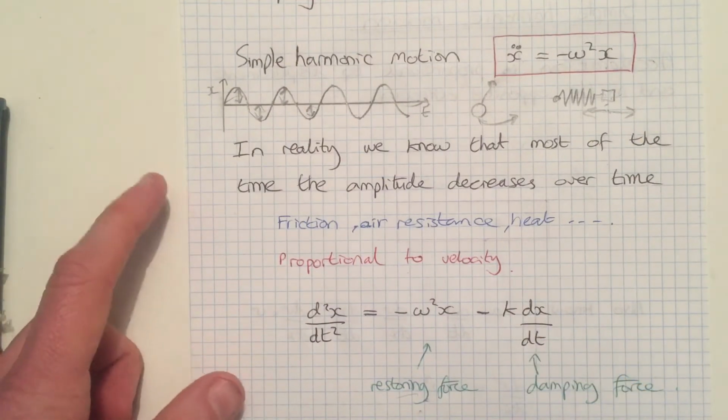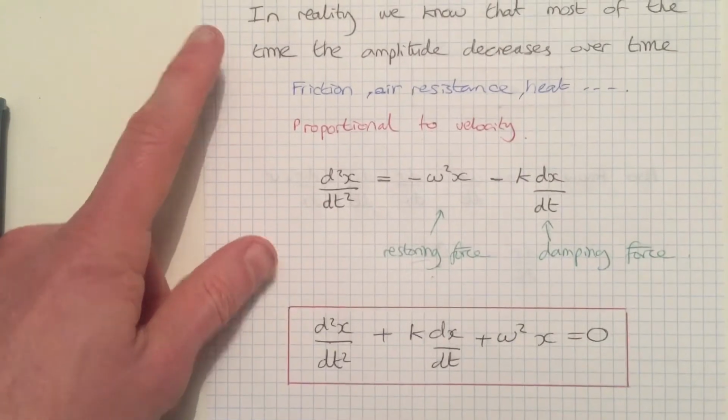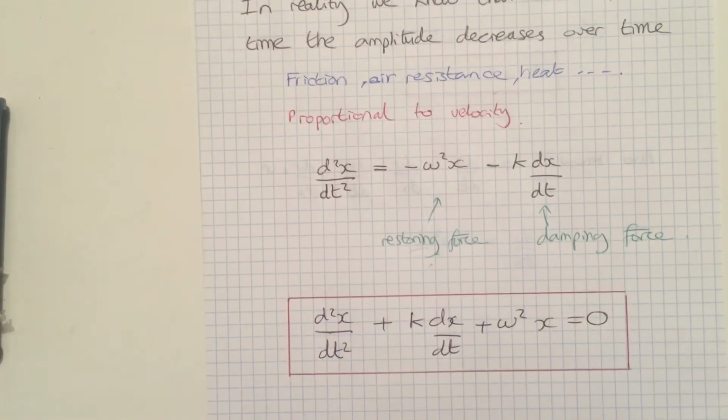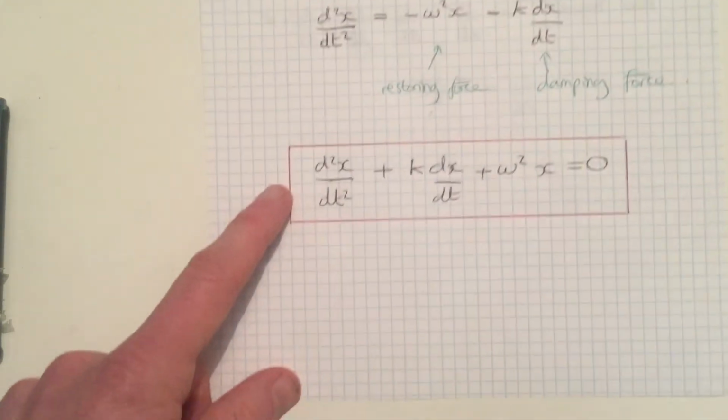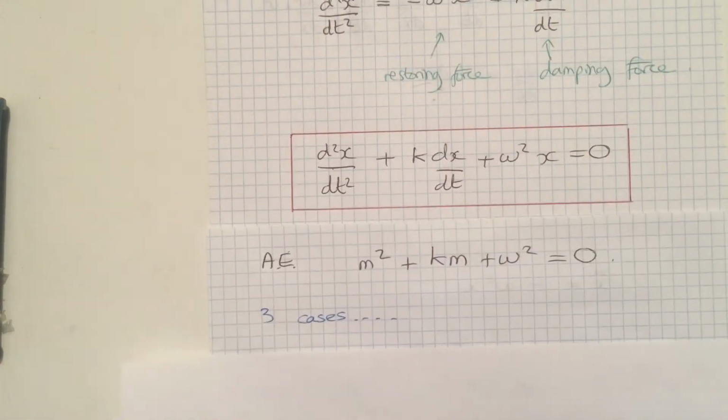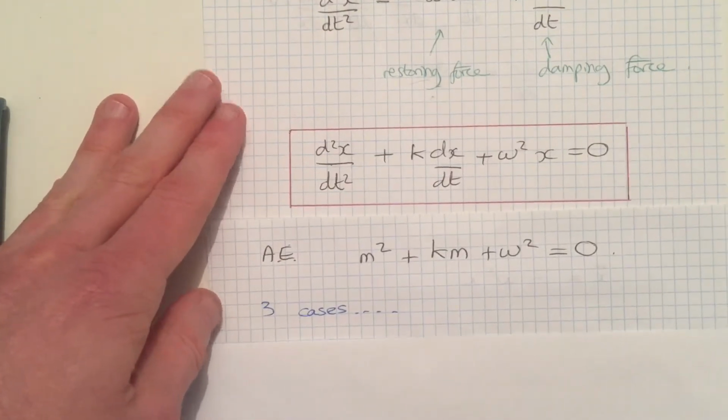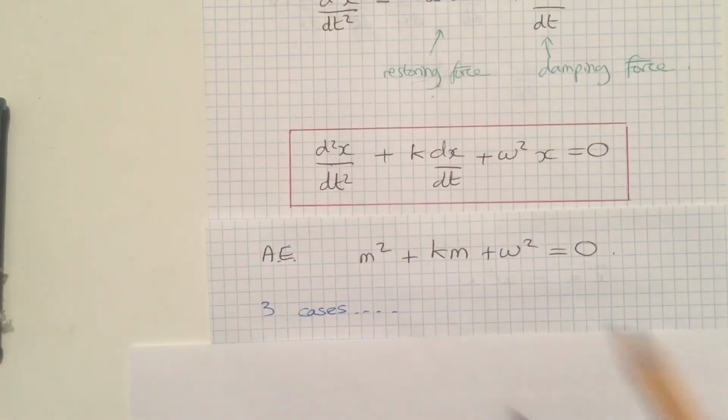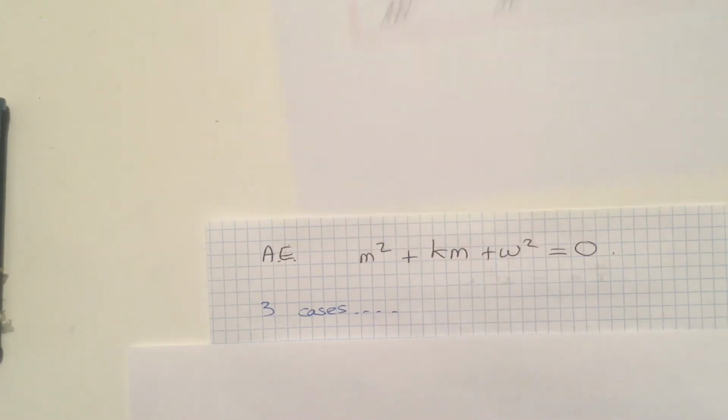Now I can move all of these terms over to the left-hand side to get my more refined formula for damped harmonic motion. And we can start to come up with a general solution for this, because the auxiliary equation will be m squared plus km plus omega squared equals 0. And we're going to consider 3 different cases of this.